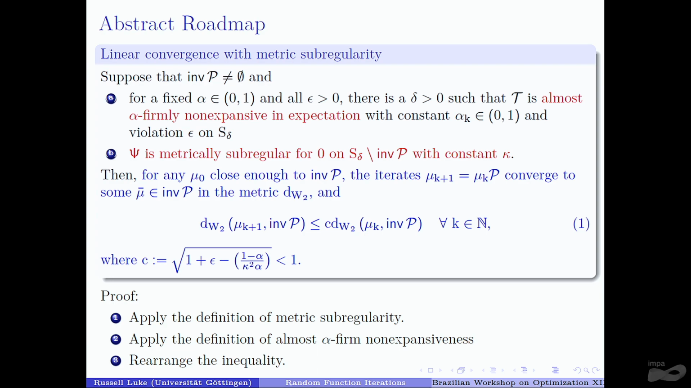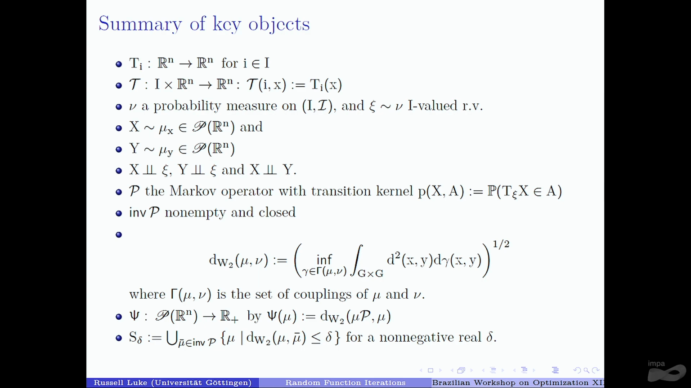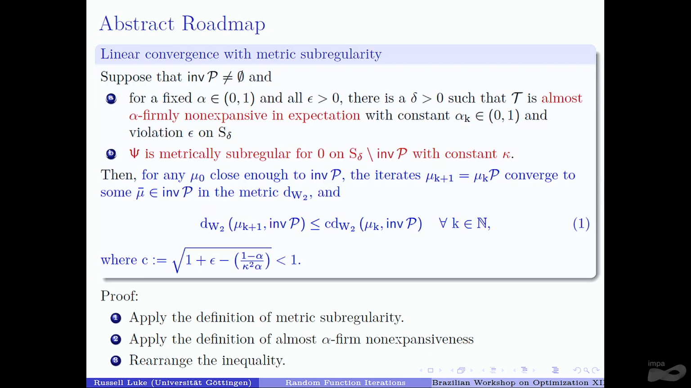So this is a local property. And if this psi, the measure of the residual, is metrically subregular for 0, which would be when I'm at the invariant measures, outside of the set of stationary measures with some constant kappa, then if I have these two properties, for any measure close enough to the set of stationary measures, the iterates converge to a point in the stationary measures, with respect to the Wasserstein metric, at a linear rate. And the constant of the rate is given by this. This is all with respect to the Wasserstein metric.